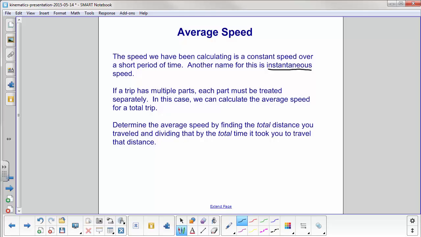In this case, where we have separate parts, where possibly we have different speeds at each part, we can now calculate the average speed of the entire trip. We're going to find that by getting the total distance you travel and dividing that by the total time it took you to travel that distance.